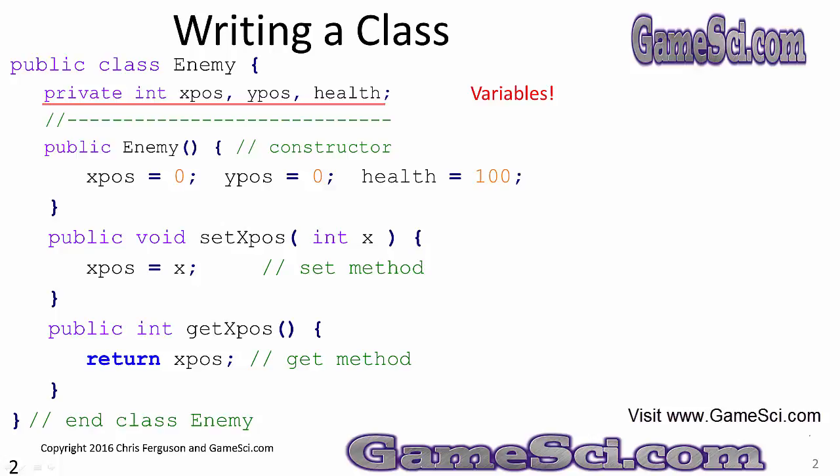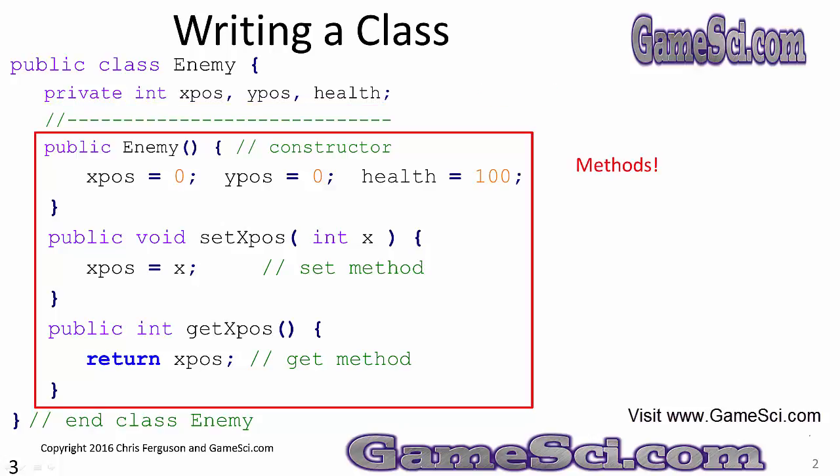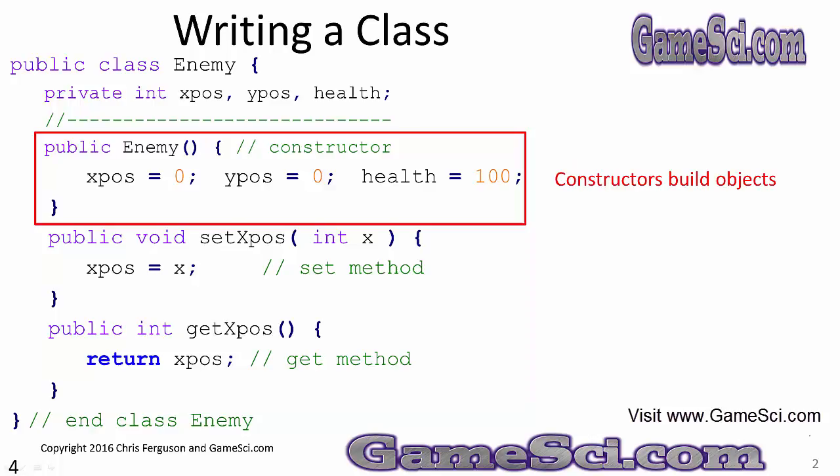In order to write a class, we need to declare some variables, and these are the three that I've decided for now should be part of the Enemy class. As I said, we also have to write methods. Methods to define what the object does. So I'm going to build three methods here. One's called a constructor method, another's called a set method, and another one's called a get method. I don't have a lot of room. This is not going to be the full Enemy class. I just wanted to give you a taste of the variables and methods that I would describe in building this class.